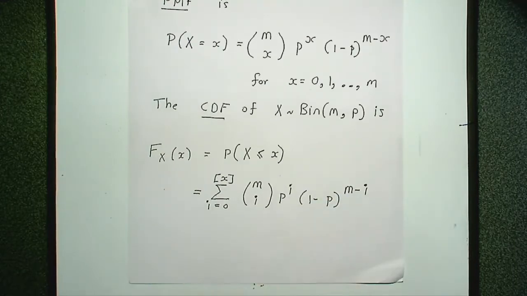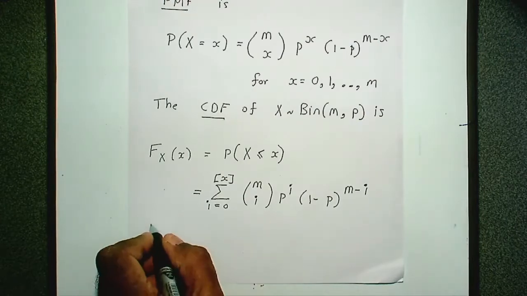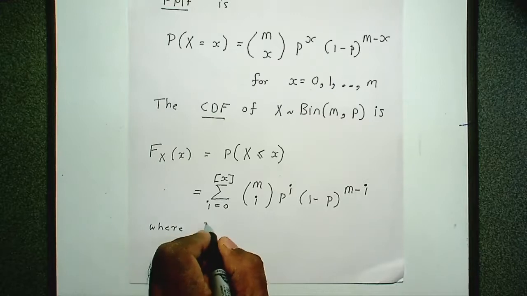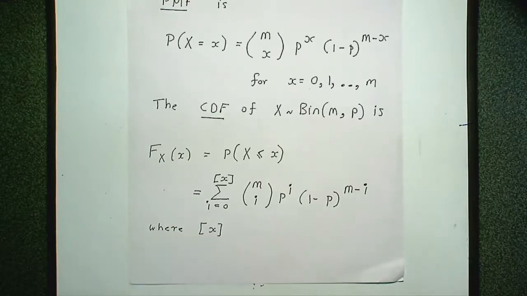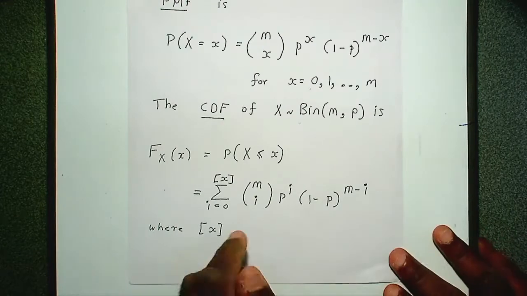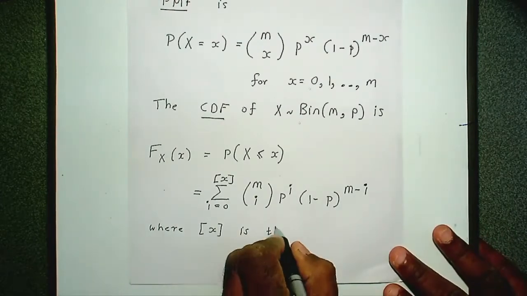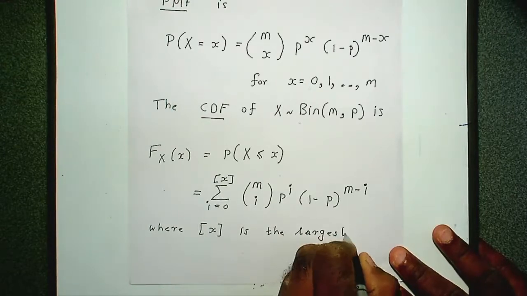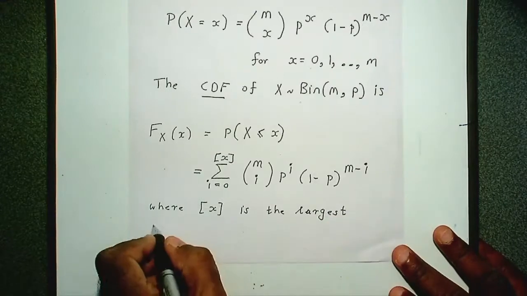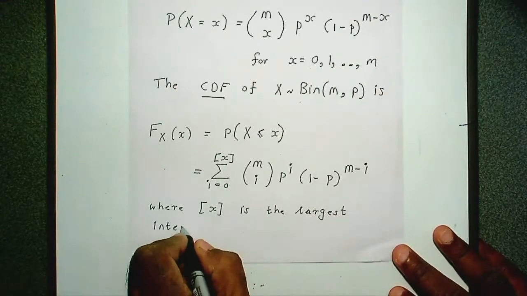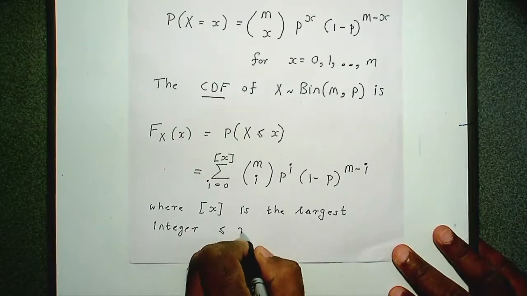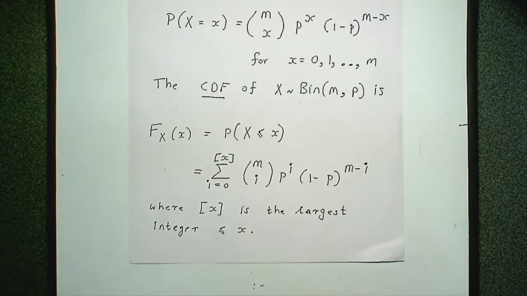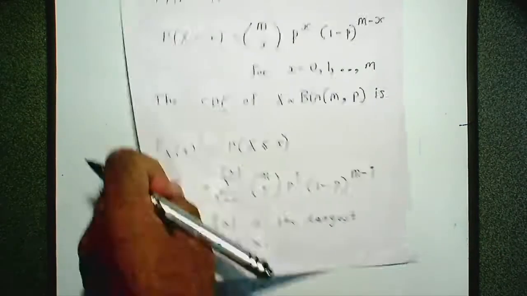So this is the formula for the CDF of a binomial variable, where once again I'm sure you're familiar with this notation. This notation, I think I mentioned this before, is the largest integer less than or equal to x. Okay, all right, guys. So I put it here.